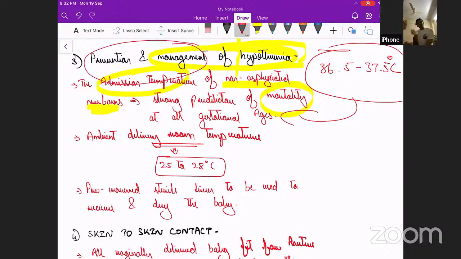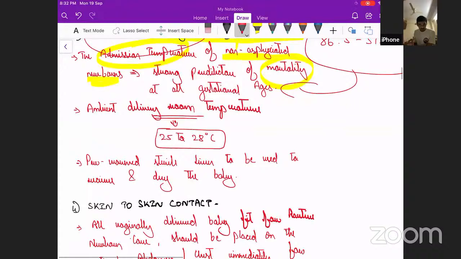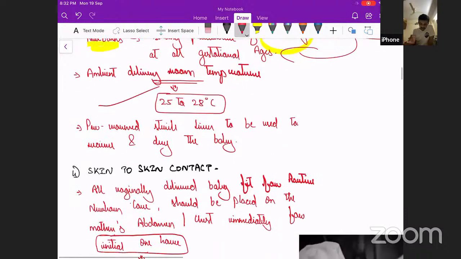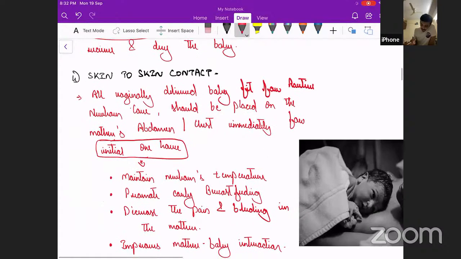This is a separate five marker for you guys, so we'll discuss it in detail in the proceeding topic. The delivery room temperature as well needs to be ambient, between 25 to 28 degrees Celsius. And whenever we receive the child, we need to receive it with pre-warmed, sterile linen clothes so that the baby is warm. Next is skin to skin contact.